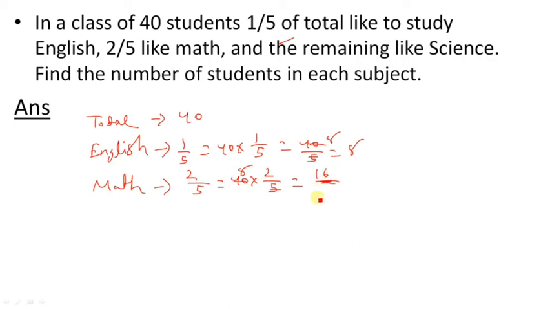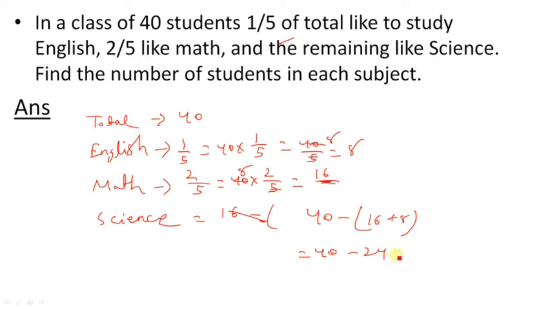Now the remaining like science. It means out of 40, 8 like English and 16 like math. So we have to find the remaining. So science will be 40 minus (16 plus 8), right? So 40 minus 24 is 16. Okay. So 16 students like to study science.